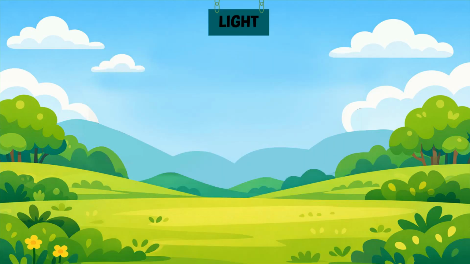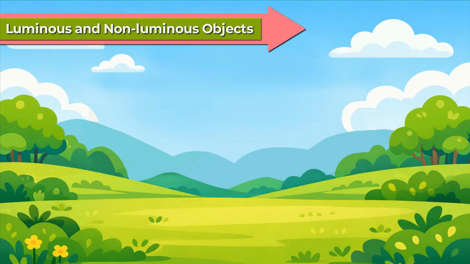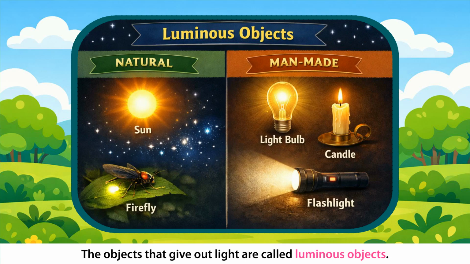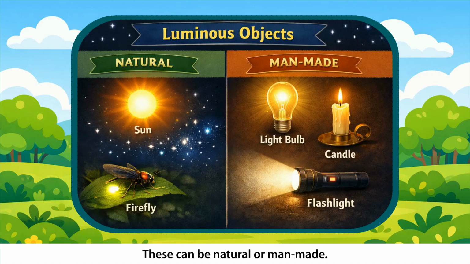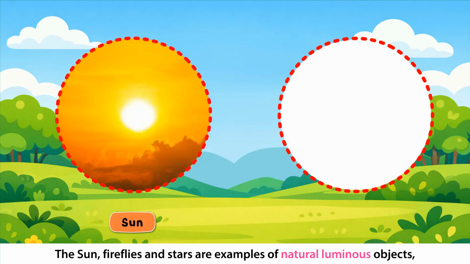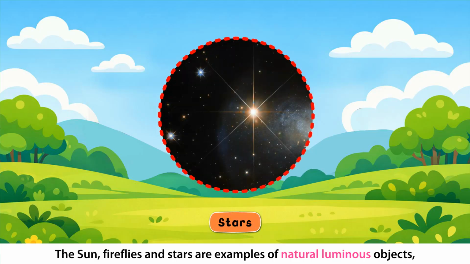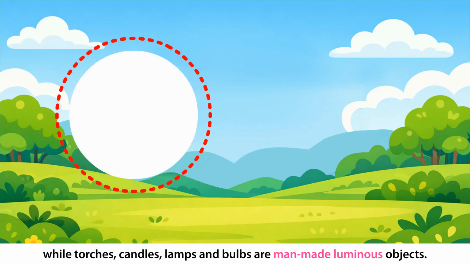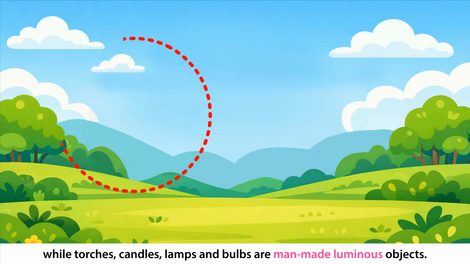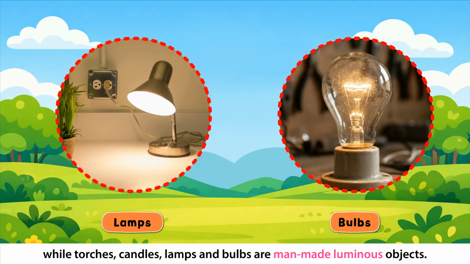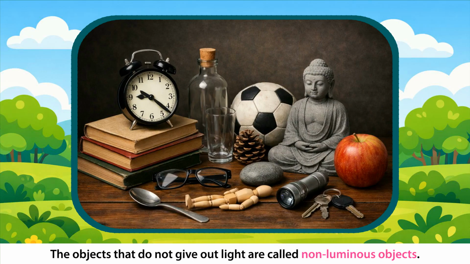Light, luminous and non-luminous objects. The objects that give out light are called luminous objects. These can be natural or man-made. The sun, fireflies, and stars are examples of natural luminous objects, while torches, candles, lamps, and bulbs are man-made luminous objects. The objects that do not give out light are called non-luminous objects.